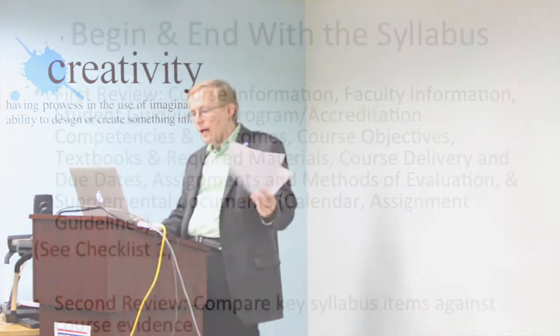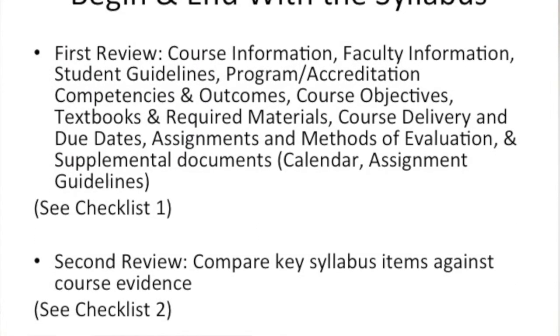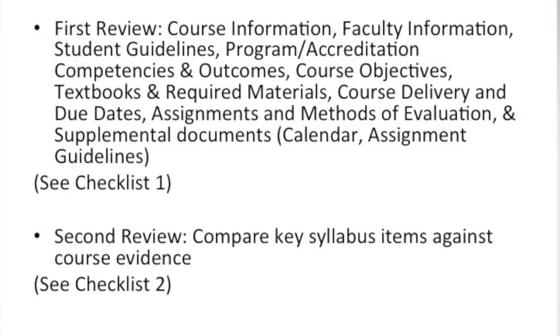So I'm really looking at these items the first time, and I'm going through the syllabus from front to back pretty much, okay? The second review is actually more focused, and there are about 4 key items that I'll look at, and we'll talk about this more later, but really comparing the syllabus items against course evidence. Okay, so the next thing I'm going to do is just take you through some basic questions, and you're going to see some of the flavor of Quality Matters here, but just some logical things to look at.